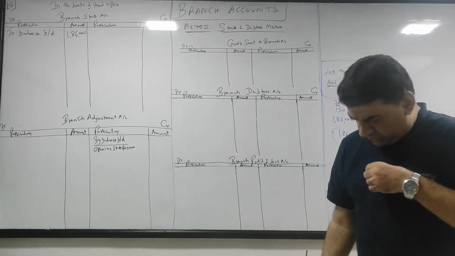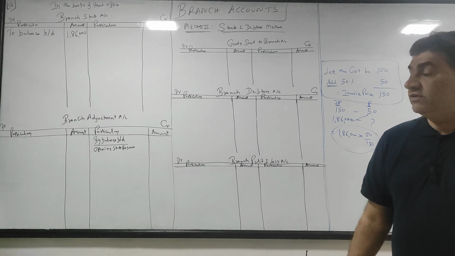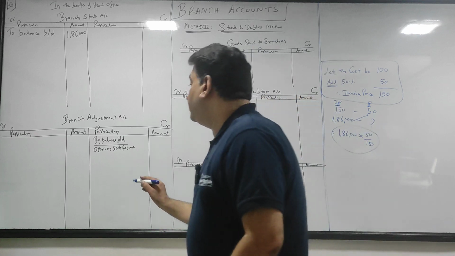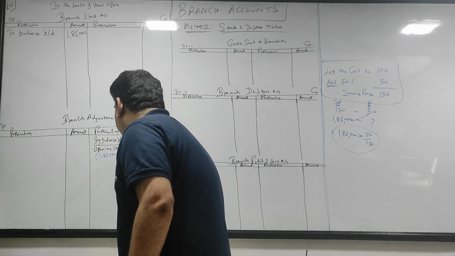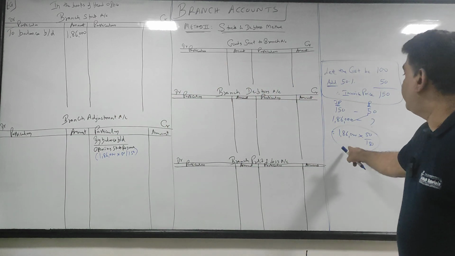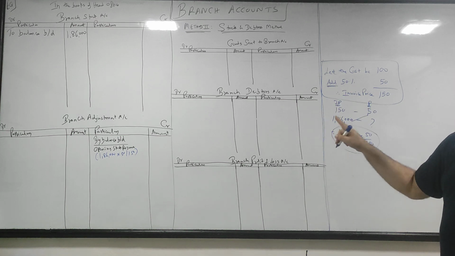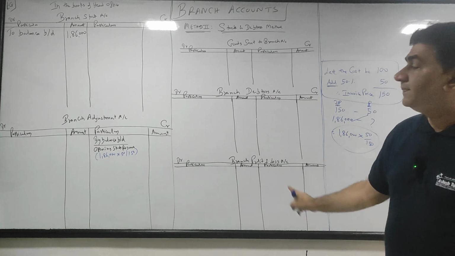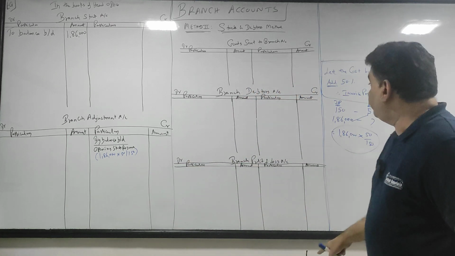When I say opening stock reserve, that means profit included in opening stock. So कितना है? 186 is my invoice price into 50 upon 150. This is the logic. So wherever we are putting anything in branch adjustment, or wherever the profit has to be eliminated, for this sum, invoice price into 50 upon 150. 50 upon 150 कैसे आया?